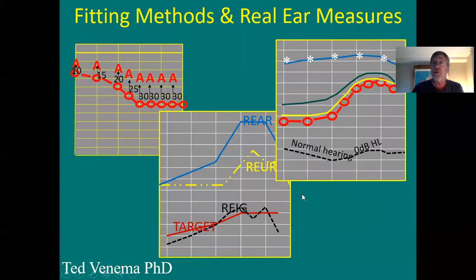And it evolved. Fitting methods evolved, and so did real ear. You've got this one on the left called functional gain, this one in the middle called insertion gain, and the one on the right called in situ output. This is the development of hearing aid verification. In other words, how do you prove that the method is doing what it said it's doing?